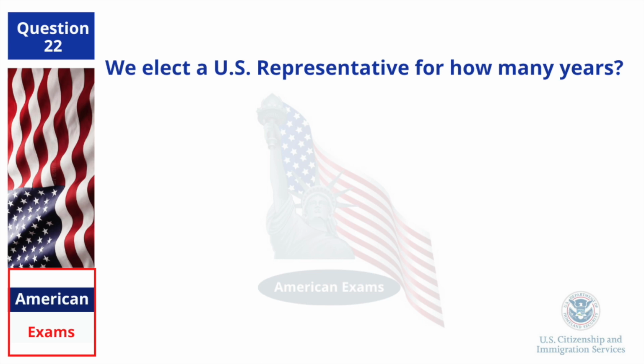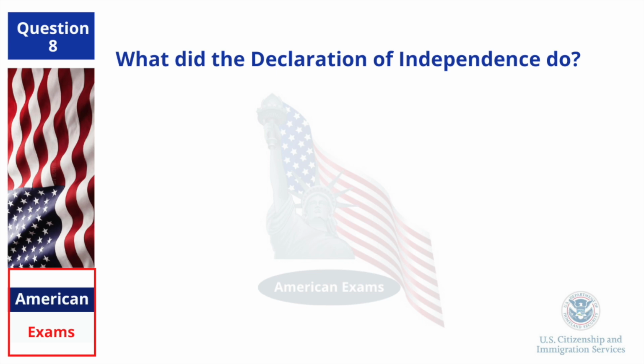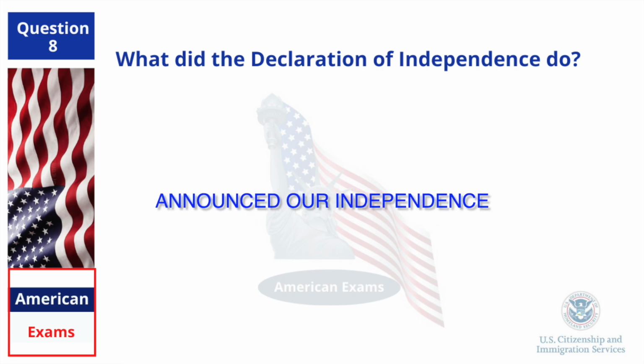We elect a U.S. representative for how many years? 2. Under our Constitution, some powers belong to the federal government. What is one power of the federal government? To print money. What did the Declaration of Independence do? Announced our independence.